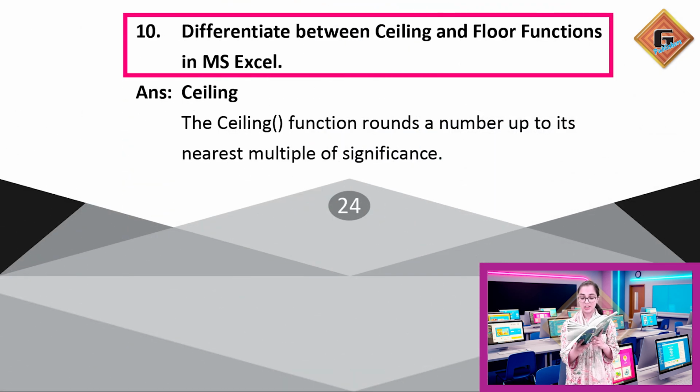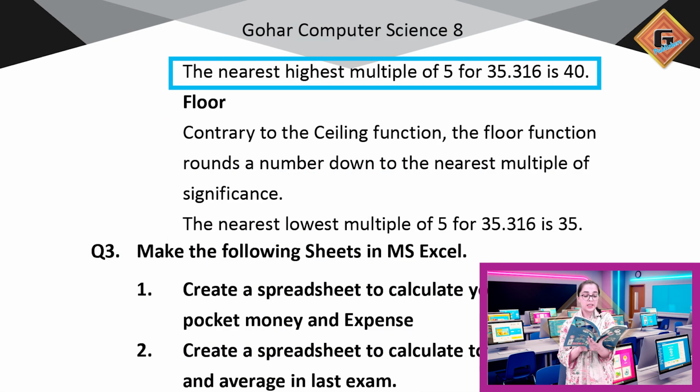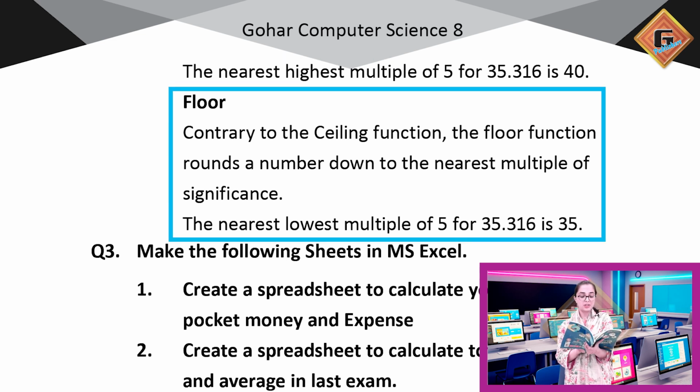10th question is, differentiate between ceiling and floor function in Microsoft Excel. The ceiling function rounds a number up to its nearest multiple of significance. The nearest highest multiple of 5 for 35.316 is 40. Contrary to the ceiling function, the floor function rounds a number down to the nearest multiple of significance. The nearest lowest multiple of 5 for 35.316 is 35.